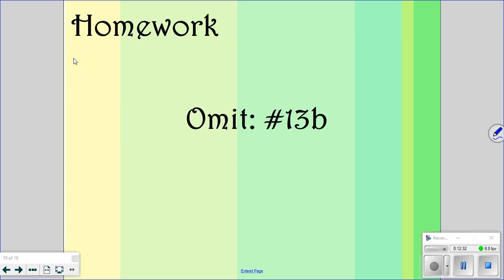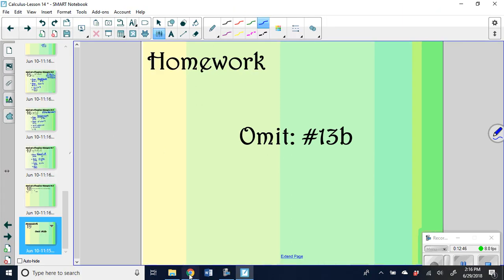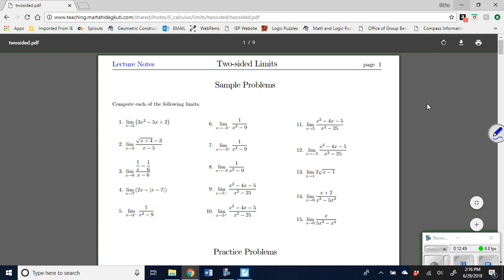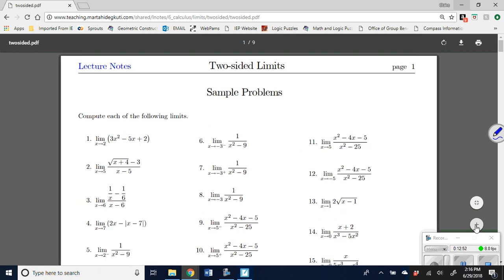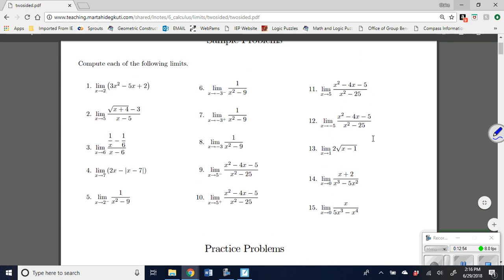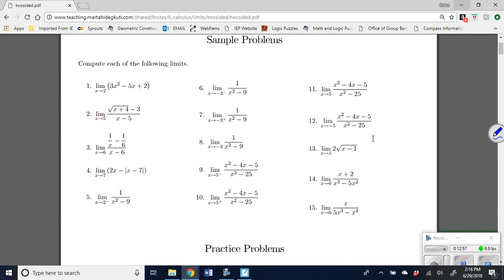Okay, so your homework tonight, you get to omit part B of number 13. It's asking you about a half angle identity, and so you don't need to worry about doing that one. I'm going to go back to this worksheet that I pulled up a couple of days ago. If you want to practice some more limits, like what we were doing on the lesson today, you would try 1, 2, 3, 4, 8, 11, 12, 13, 14, 15. Those would be some that you could try.